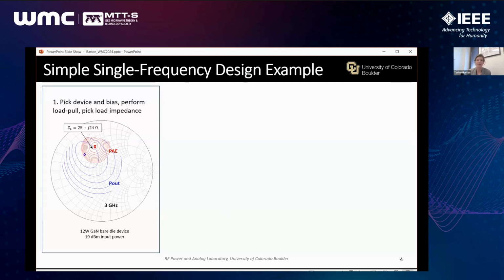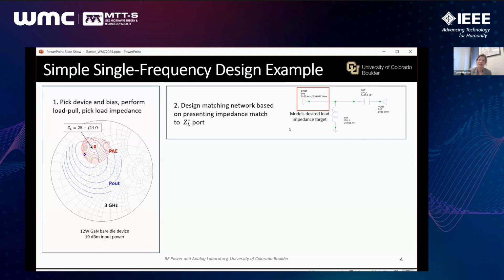I've picked my device technology, I've biased it, performed some kind of load pull, picked some load impedance, right? So this is the very basic, very fundamental idea of how we think about starting to design a PA. This is an example. This is just a commercially available, actually bare die device, load pulled at a relatively low frequency, 3 gigahertz. And this is fairly deep into compression, so we see a difference between the output power and PAE optima, and we pick some load impedance.